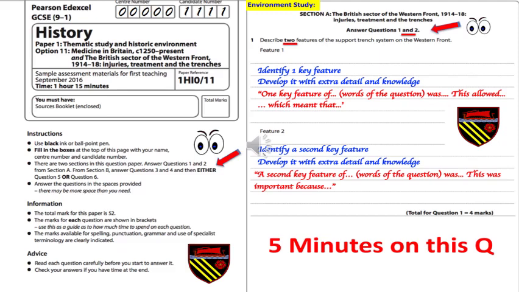In this particular question, I don't think any of the more valuable questions will ask you anything that isn't to do with medicine specifically, but be prepared. Okay, so first of all you need to identify one key feature and develop it with extra detail and knowledge. I've shared a couple of examples with you in lesson, but use the language of the question. As always, use the language of the question. So one key feature of support trench system was it was built in zigzags.